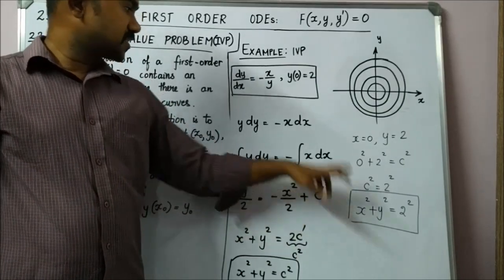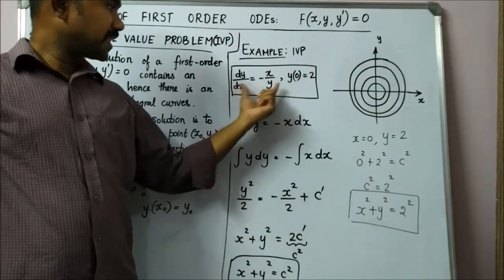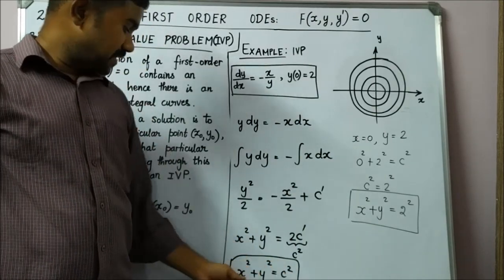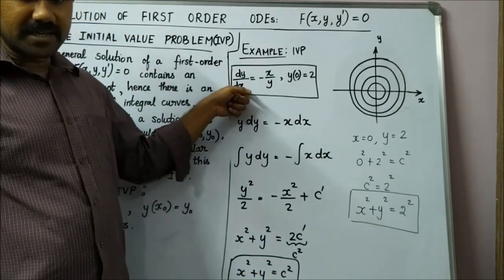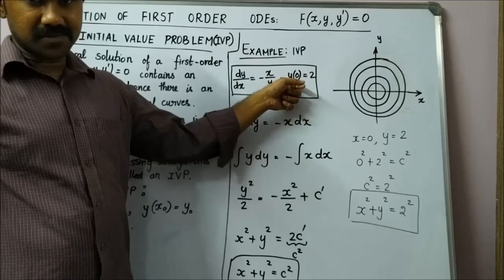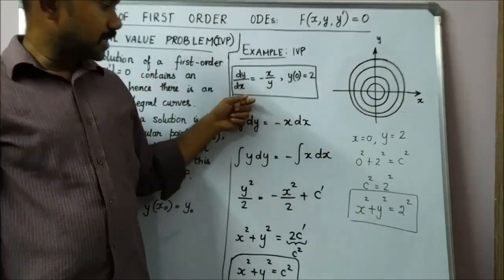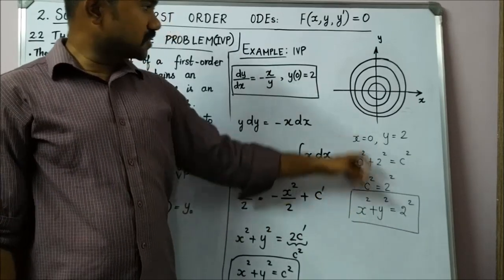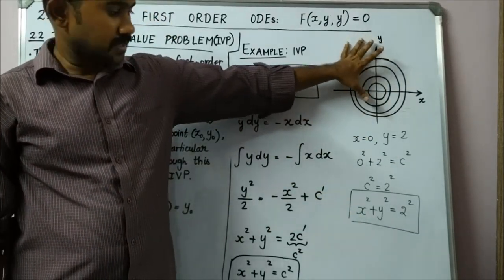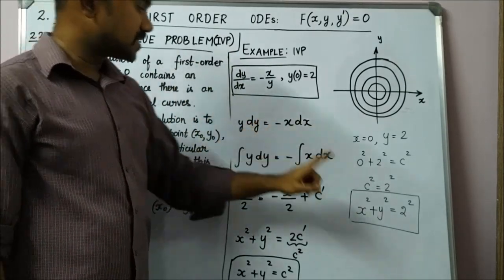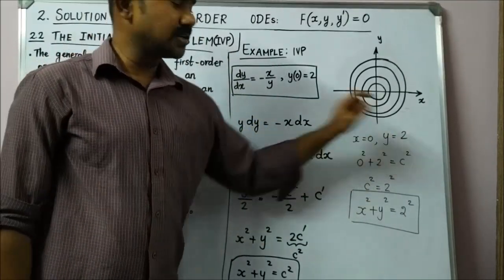Now this solution satisfies both the ODE as well as the initial condition. But for any arbitrary constant c, this equation will only satisfy the ODE, it will not satisfy the initial condition. So this is the solution of the initial value problem. If you look at this equation, it is no longer a family of curves, but only one curve. And this curve will pass through the initial point.